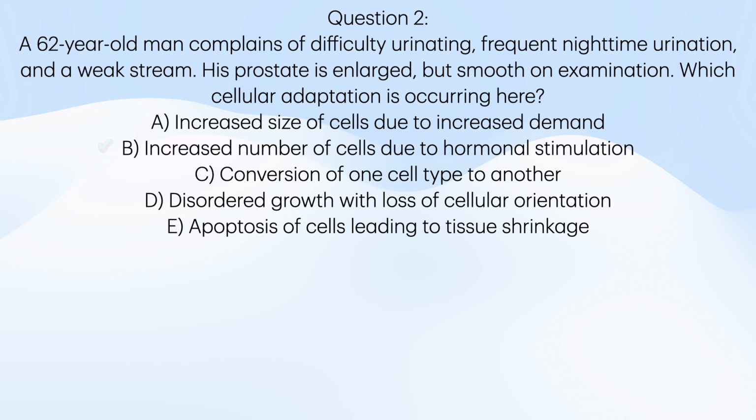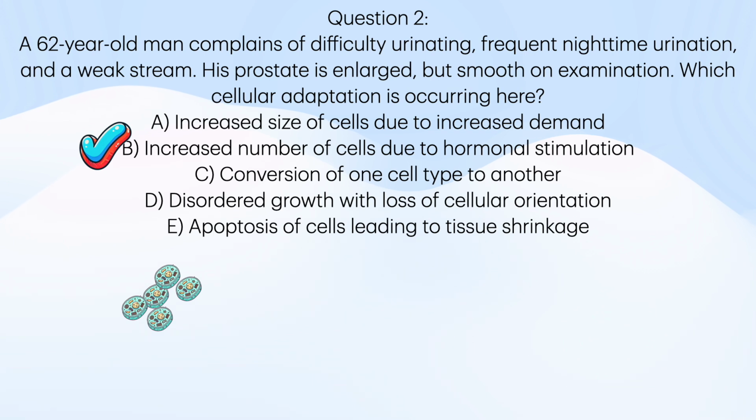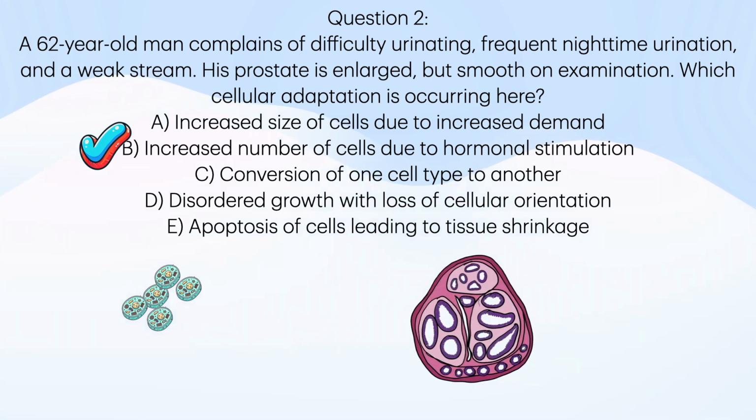The correct answer is B. Increased number of cells due to hormonal stimulation. This patient has benign prostatic hyperplasia, where there is an increase in the number of prostate cells, causing the prostate to enlarge. It's driven by hormonal signals, typically androgens.